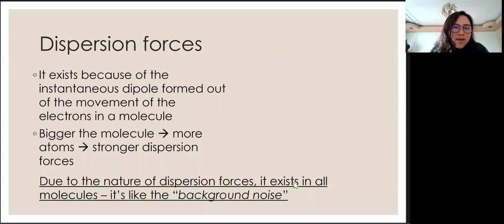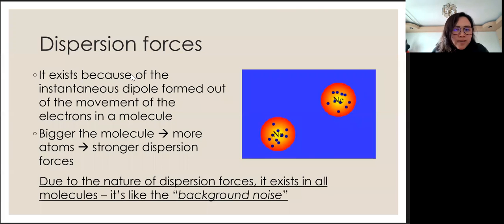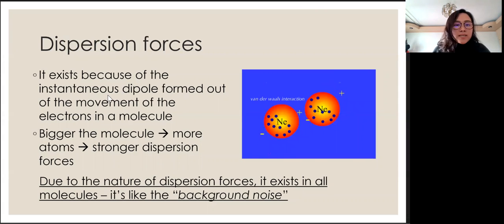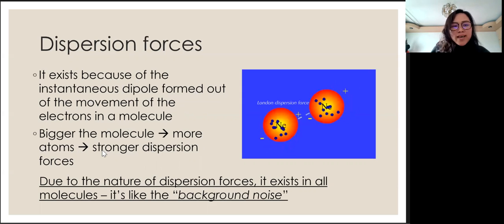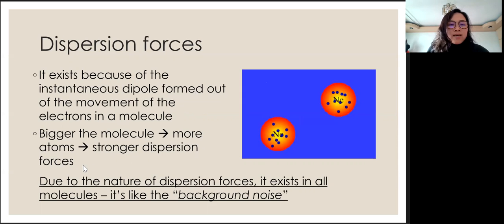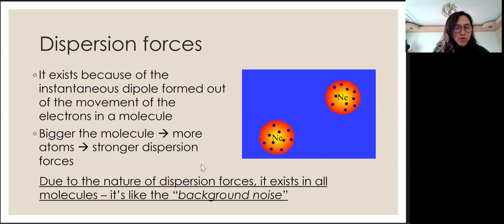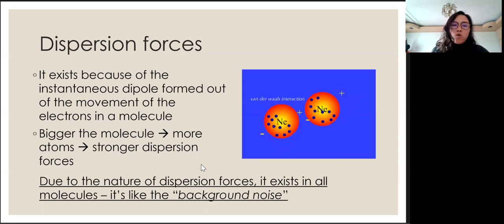Dispersion forces exist because of the instantaneous dipole formed out of the movement of the electrons in the molecule. The bigger the molecule, or the more atoms there are in it to form that instantaneous dipole, the stronger the dispersion forces. Due to the nature of dispersion forces, they exist in all molecules. It's like the background noise of intermolecular forces.